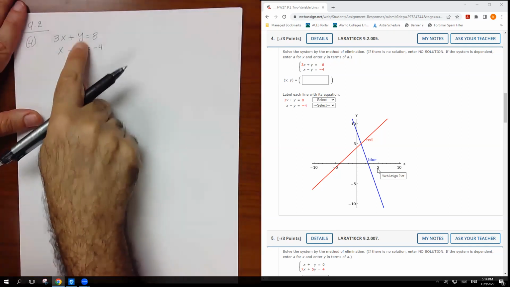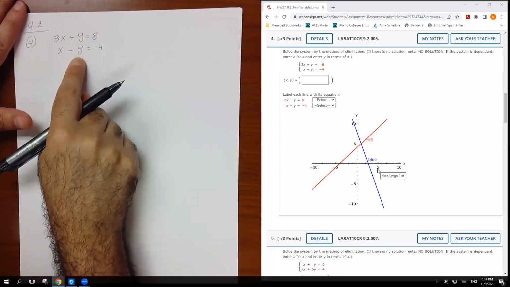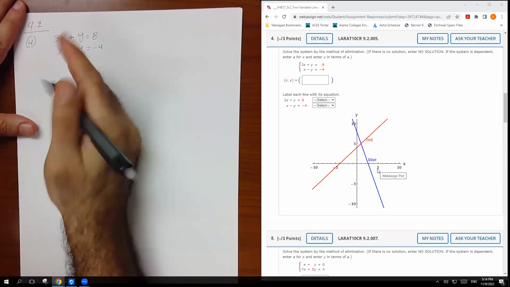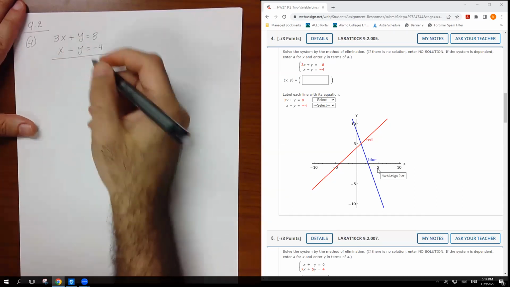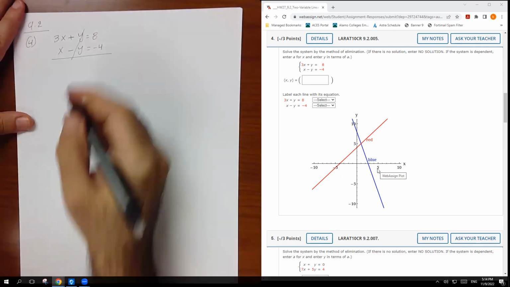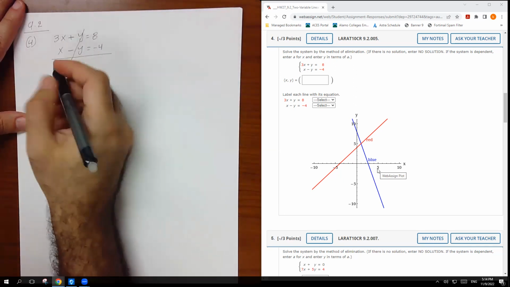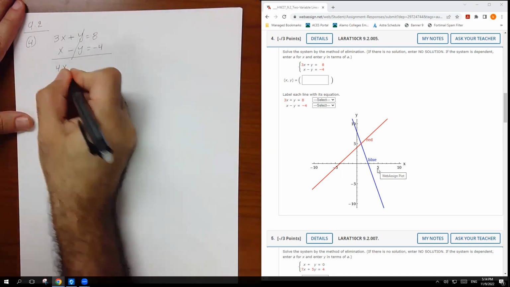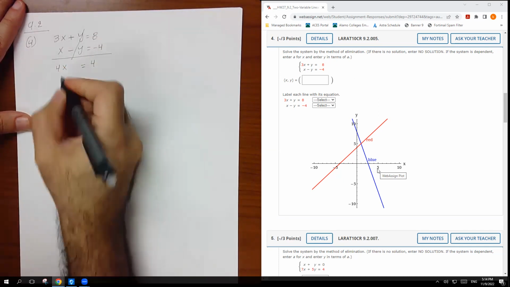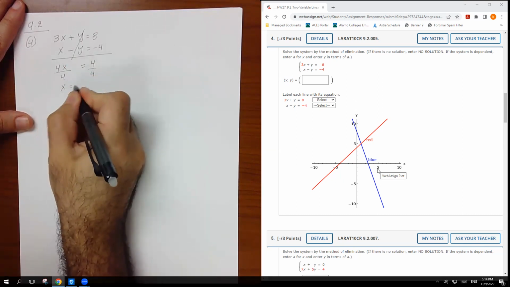If you look at x and y, the y on the first equation and the y here have coefficients 1 and -1. So in this case, we can eliminate these two variables. y minus y is going to be 0. So 3x plus x is going to be 4x, equal 8 minus 4, which is 4. Now divide both sides by 4. In this case, x is going to be equal to 1.